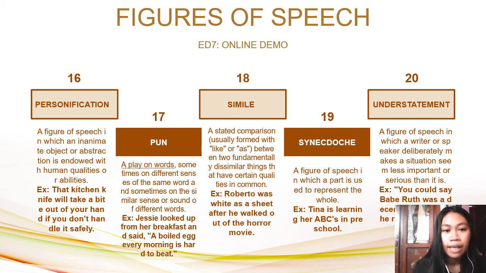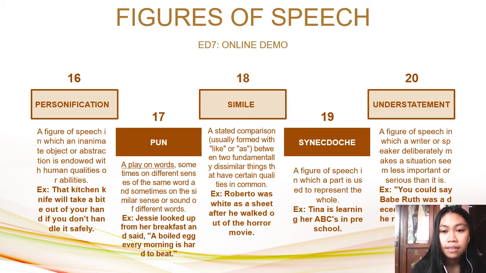Simile. A stated comparison, usually formed with like or as, between two fundamentally similar things that have certain qualities in common. Example: Roberto was white as a sheet after he walked out of the horror movie.